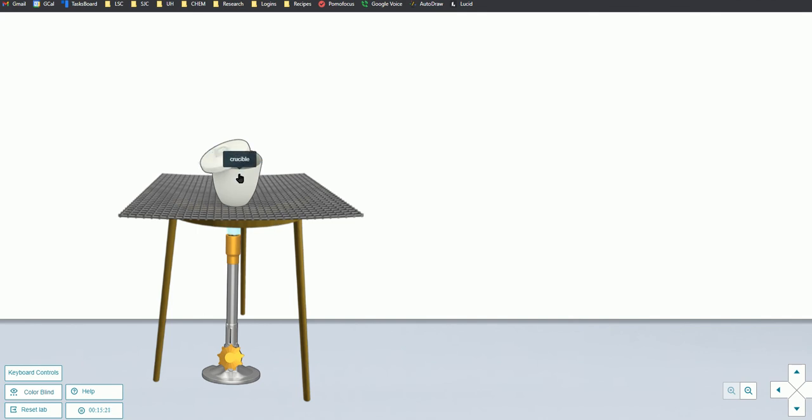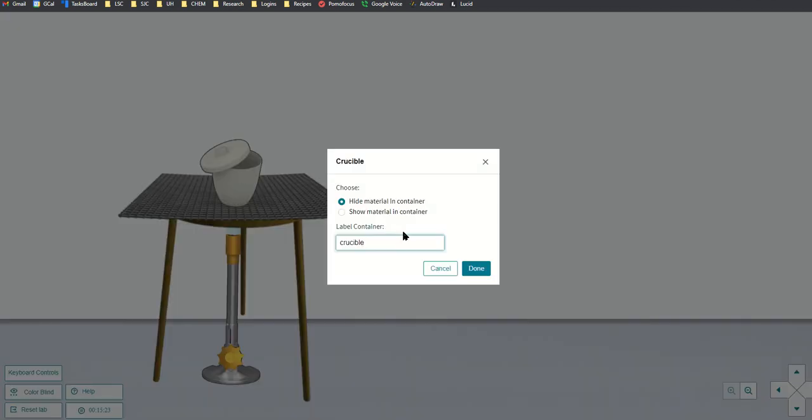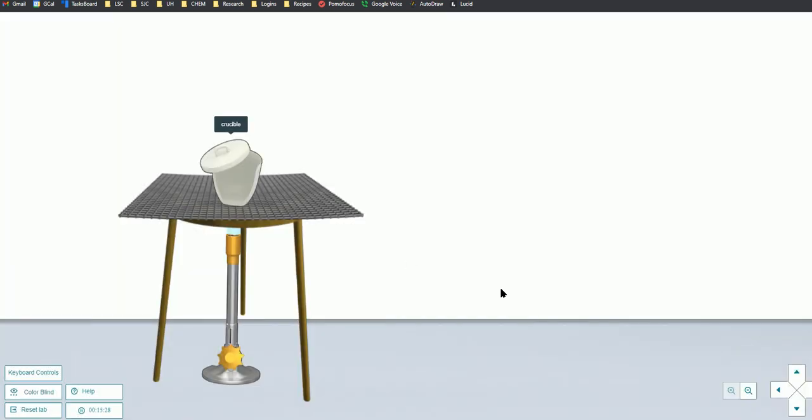And to do the cutaway view, you click on the crucible twice. So I double clicked it and then show material, done. And I would highly, highly recommend you to zoom in, because that way you can see the color change that happens within here. And that's the main idea of this lab.